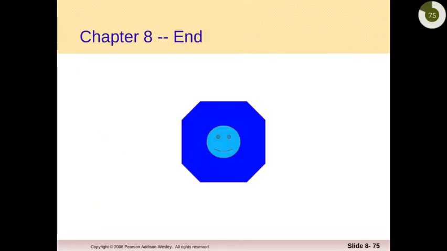Okay, so that completes chapter 8. Let me quickly. So does each pushback assign a value?